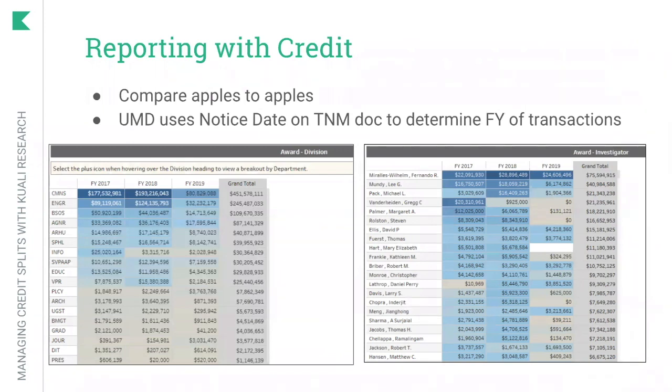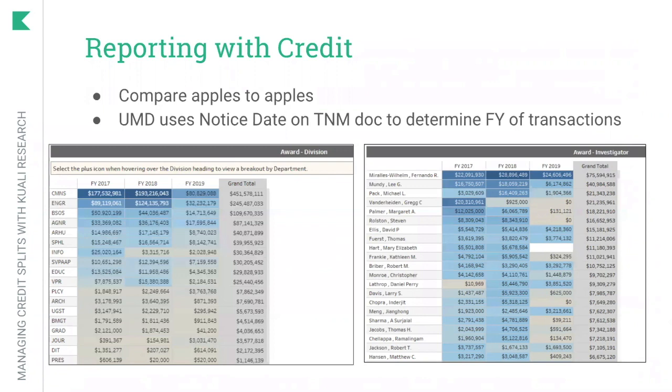Reporting with credit allows us to compare apples to apples. On this screen, if I take a look at the division level on the left-hand side, I'm assured, because we report by credit, that none of these dollars are duplicated. All of my FY17 dollars are transactions done in FY17 that are assigned to each of those colleges. So I know that for this particular college, I have not double counted any of those funds.